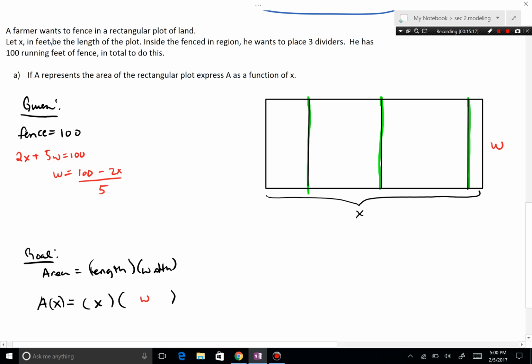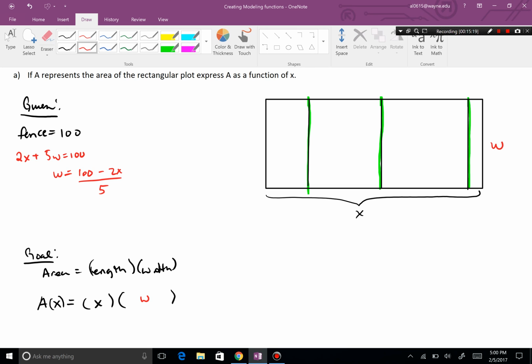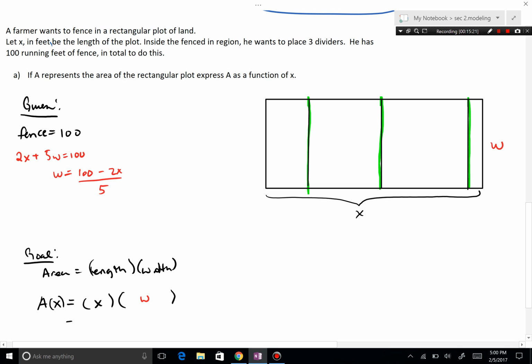That's w. Now guess what we do here, guys? If you guess plug it in for w, you are absolutely correct. So the area is x times (100 minus 2x) over 5. We are done. So modeling functions, if you take a second to just look at your screen right now, there's not a lot of work.